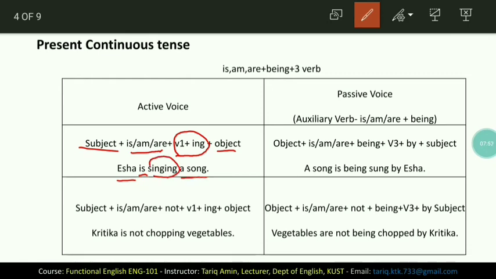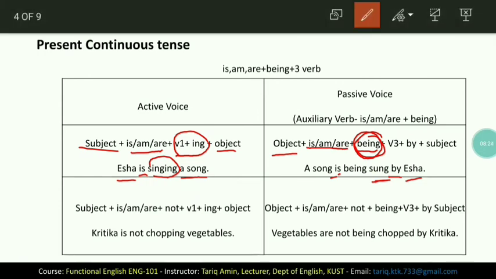Let's change it into passive voice. We need to change the object into the subject, then the appropriate helping verb plus being. In present continuous tense, in passive voice sentences, we put being. We use being after the helping verb, then the third form of the verb plus by plus Isha.